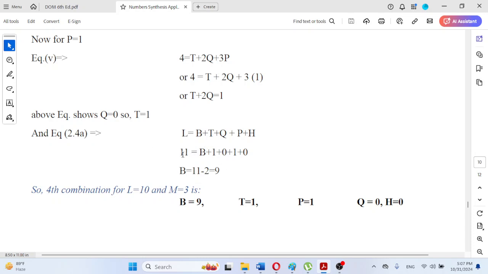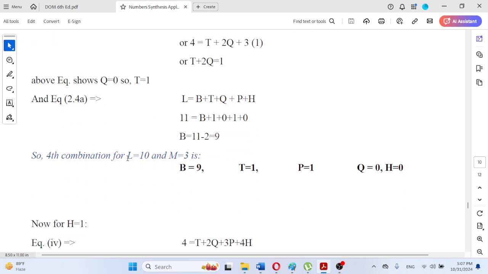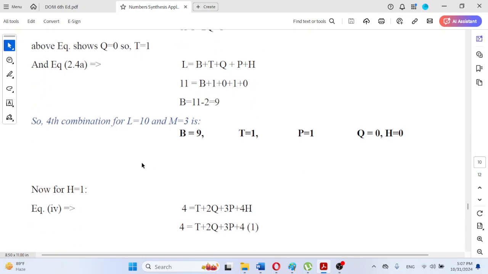So the other equation gives 11 minus 2, because one is the pentagonal link and one is the ternary link. So there are two other types of links. So 11 minus 2 is equal to 9, 9 binary links. So the fourth combination for L equal to 10, M equal to 3 is 9 binary links, 1 ternary link and 1 pentagonal link, and quaternary and hexagonal links are 0 in this combination.